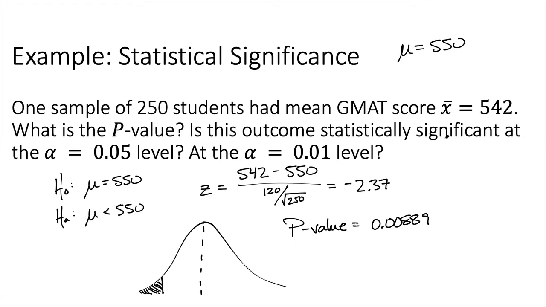Is this outcome statistically significant at the alpha equals 0.05 level? All we check is if this is less than that alpha. Well, yes, this is less than 0.05, so it's statistically significant at that level. Is it statistically significant at the alpha equals 0.01 level? Yes, it's also less than 0.01, so it's also statistically significant at that level. It is not, however, statistically significant at, say, the alpha equals 0.005 level, because it's not less than 0.005.